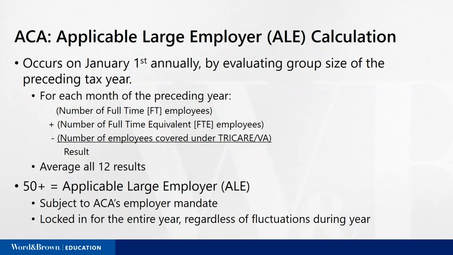If that group size number is 50 or more FT and FTE employees, you are considered an ALE subject to the ACA's employer mandate, and that number is locked in for the entire year up until December 31st, regardless of any fluctuations during the year. So you may even dip below that 50 number during the year, but if your group size count at the beginning of the year was over 50, you are considered an applicable large employer until the following calendar year.